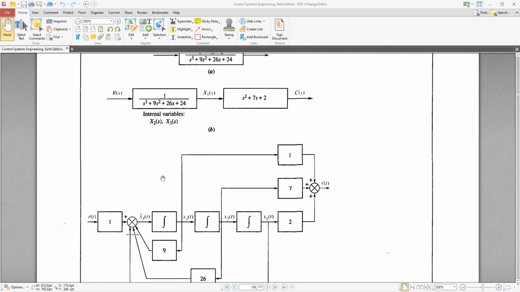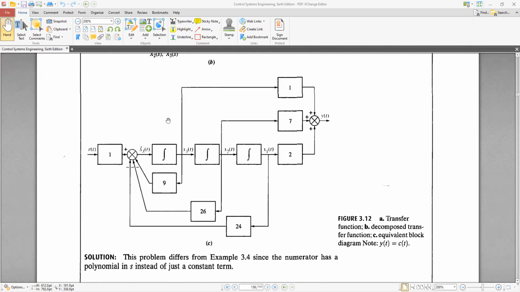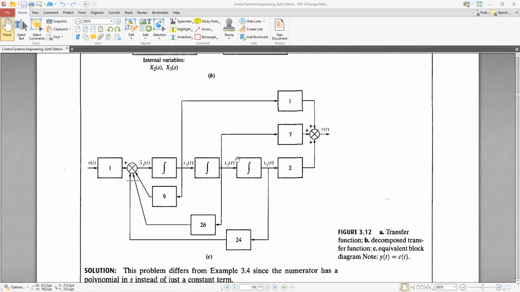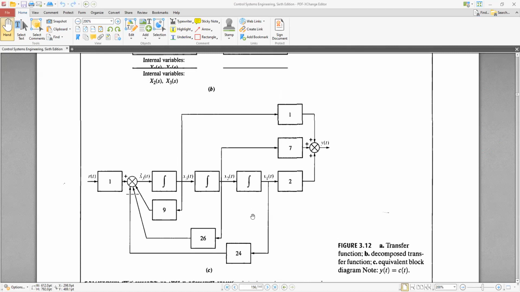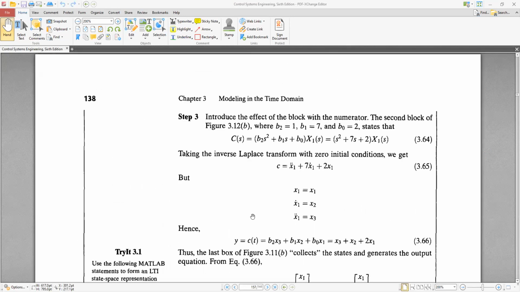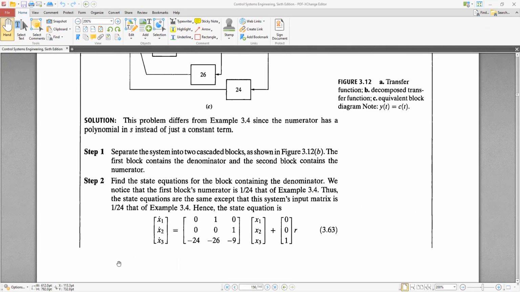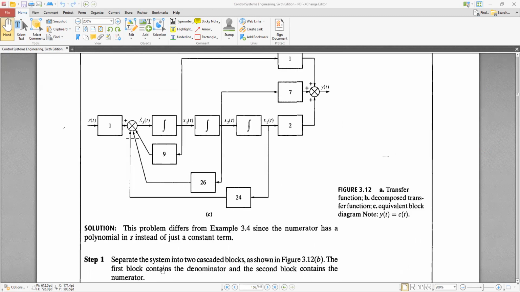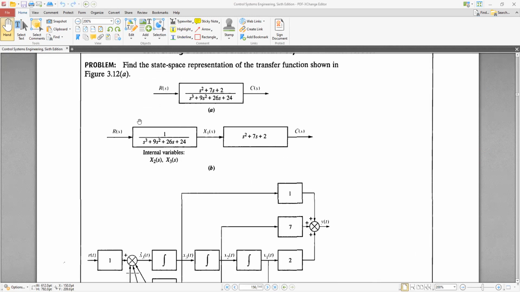Okay. Now, you do not have to memorize this. You can skip this one. Now see, at first, what you have to do is solve this block.